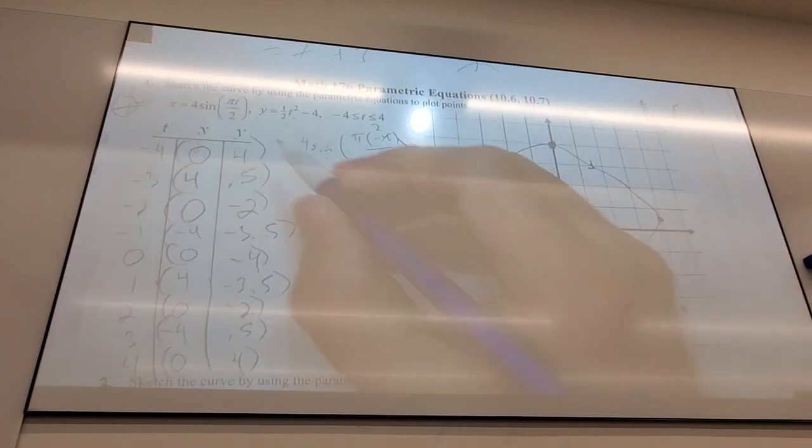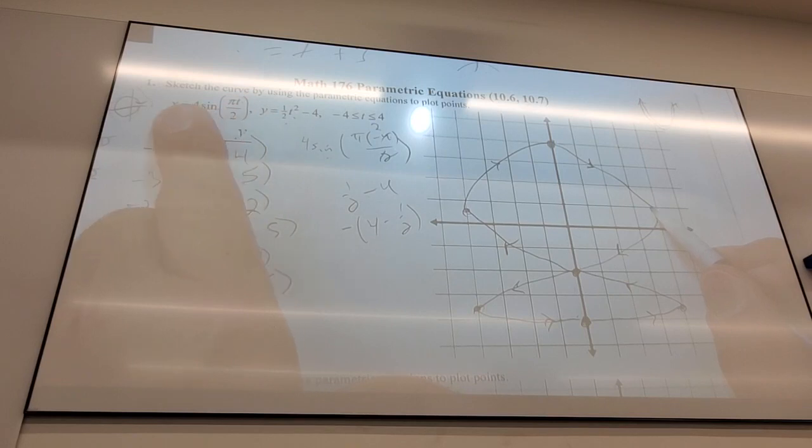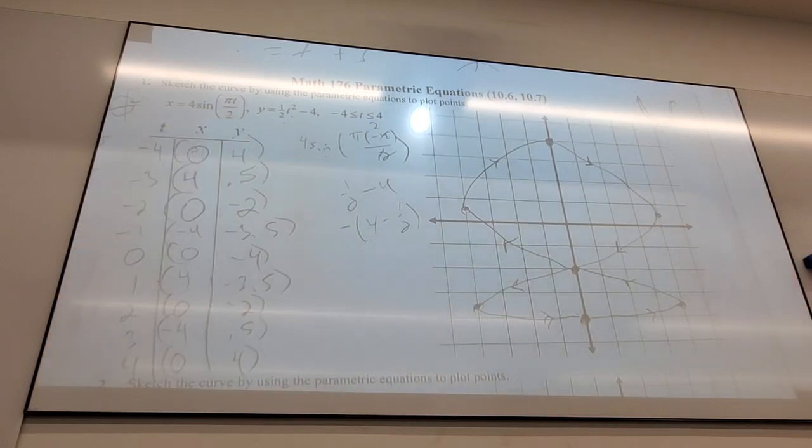So if I made that a 5, what would happen to this? If I made it a 5, the x's could now go from -5 to 5, it would just get wider. I see. Okay.